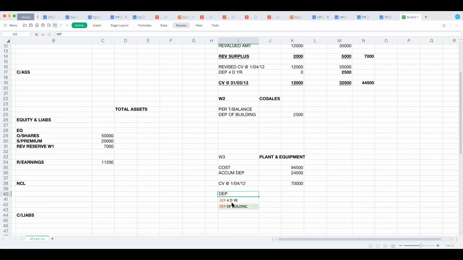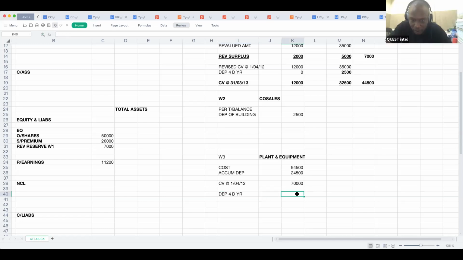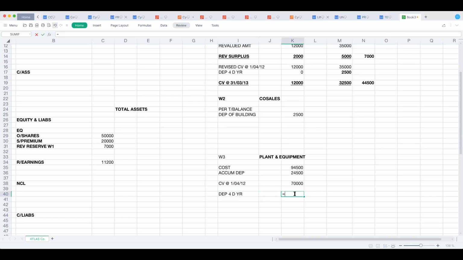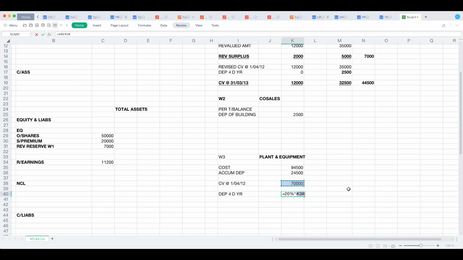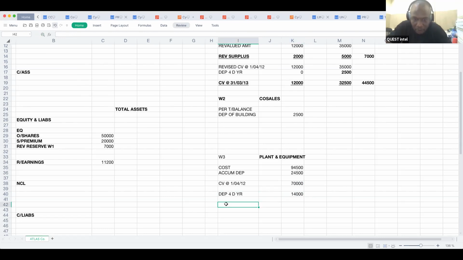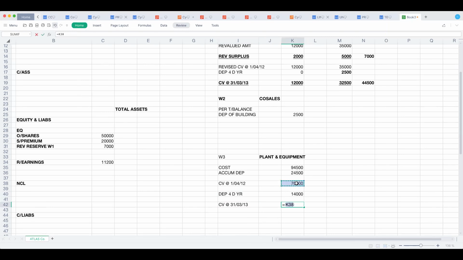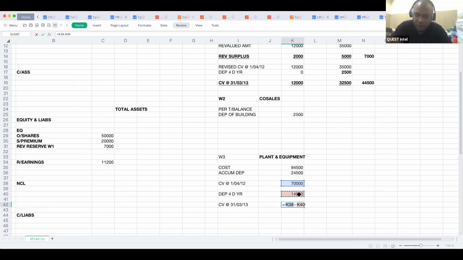So depreciation for the year, they said was what? 20% reducing balance. So it will be 20% multiplied by the carrying value at the beginning of the year. Great. So we have 14,000, and with that we can end it up. So our carrying value at the end of the year will be equal to the carrying value at the beginning of the year minus the depreciation for that year.